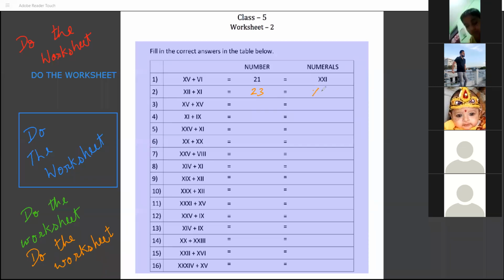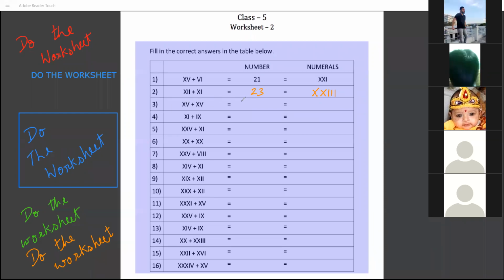23 in Roman numerals is XXIII. Theek hai? First answer. Second, now 15 plus 15 is 30. 30 ka matlab ho gaya XXX.